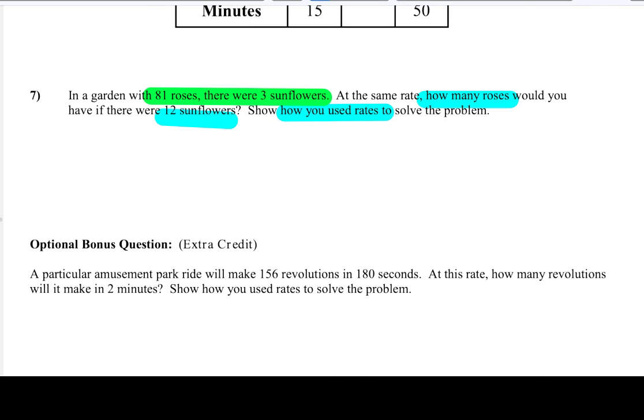And then the last one, this one is extra credit. You do not have to solve this one, just if you want to. It's optional. A particular amusement park ride will make 156 revolutions, so that's spinning around, in 180 seconds. At this rate, how many revolutions will it make in 2 minutes? Show how you use rates to solve the problem.